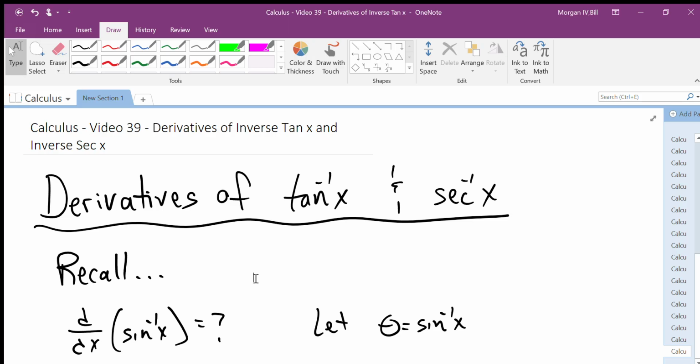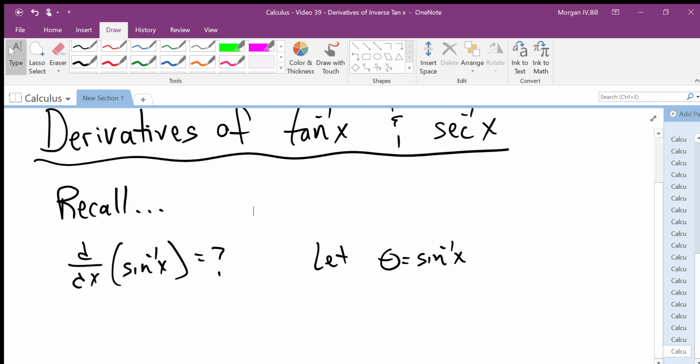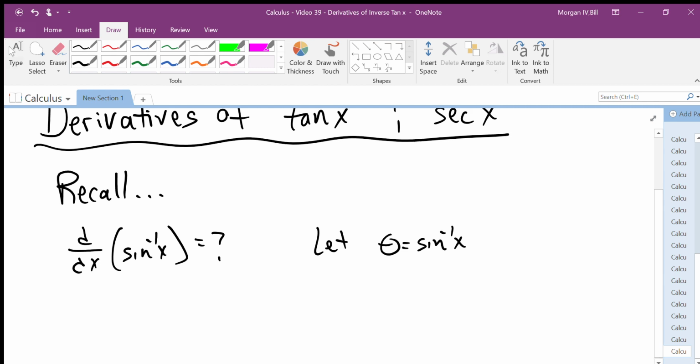First, recall we did this in the last video with inverse sine of x. We do the exact same process with inverse tangent of x and inverse secant of x. So let me, in a short time here, recap how we did this last time.